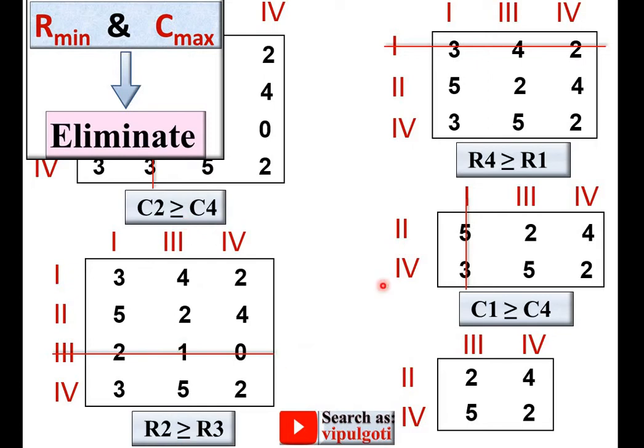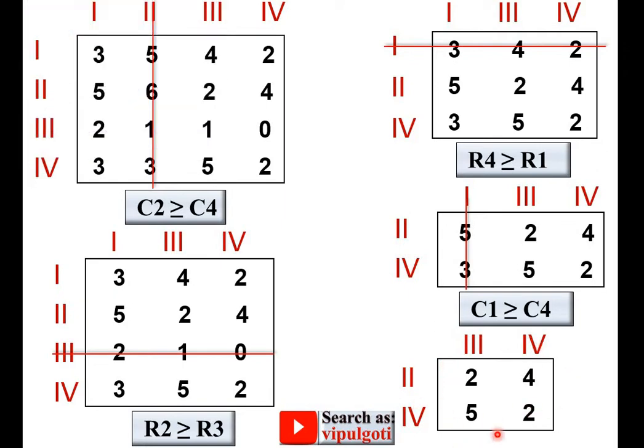Now here the sequence is not important. You can follow whatever sequence it may be, but according to this relation, you should keep in mind that always row minima should be eliminated, or if it is a column, then column maxima should be eliminated. Now this is your final payoff matrix. That means we can say reduced payoff matrix.